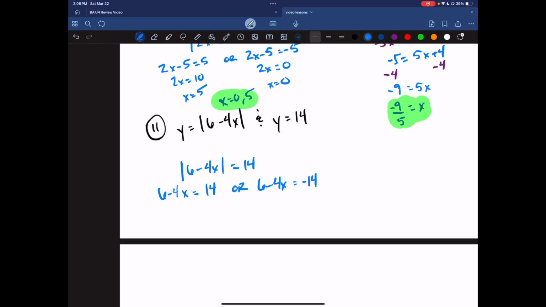All right, so I'm going to move the 6. This is going to be negative 4x equals 8. X equals negative 2. I'm going to move the 6 here. It's going to be negative 4x equals negative 20. X equals positive 5. All right, so negative 2, positive 5, those are my answers.